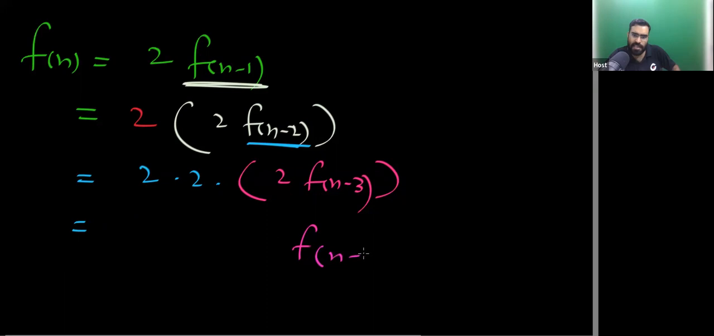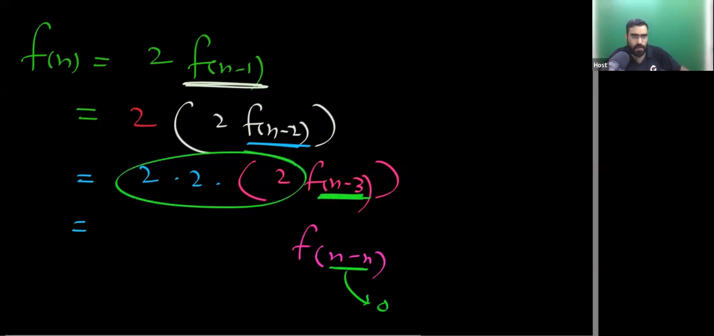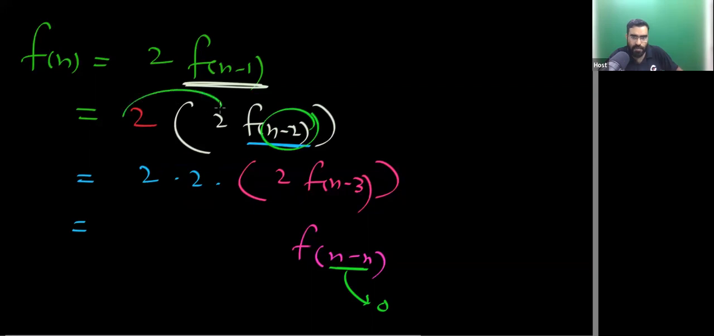F0 means n minus n. Ultimately, when I get F0, if I'm getting n minus 3, I'm getting 3 2s. If I'm getting n minus 2, I'm getting 2 2s. So if I'm getting n minus n, then how many 2s will I get? I will get 2 power n. Very simple. So your answer will be what?